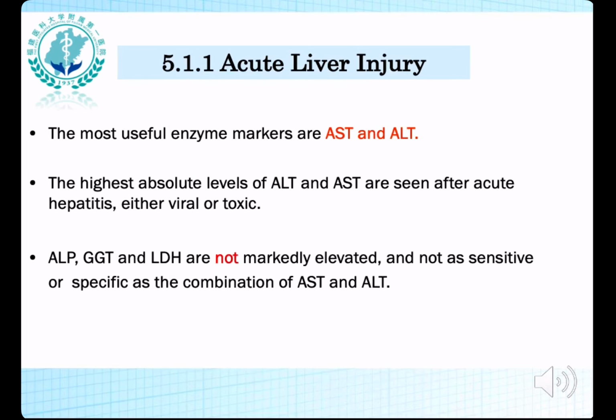For acute liver injury, the most useful enzyme markers are AST and ALT. The highest absolute levels of ALT and AST are seen after acute hepatitis, either viral or toxic. ALP, GGT, and LDH are not markedly elevated and not as sensitive or specific as the combination of AST and ALT.